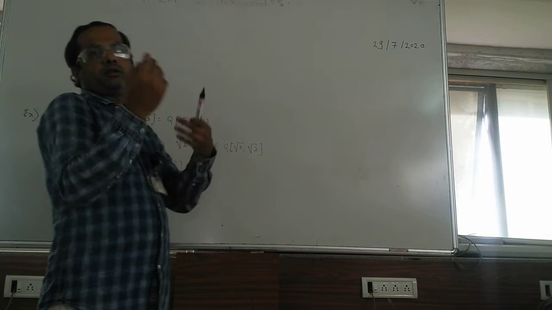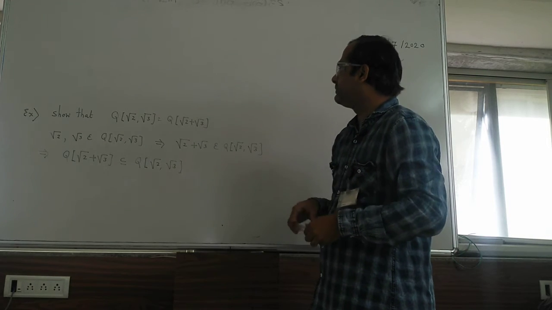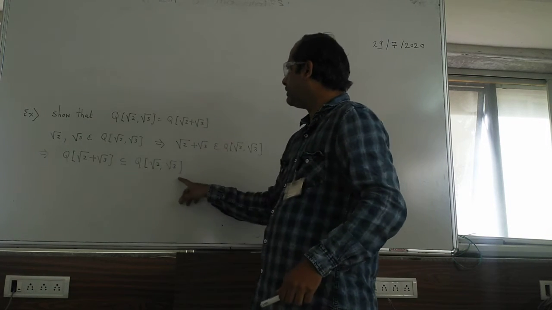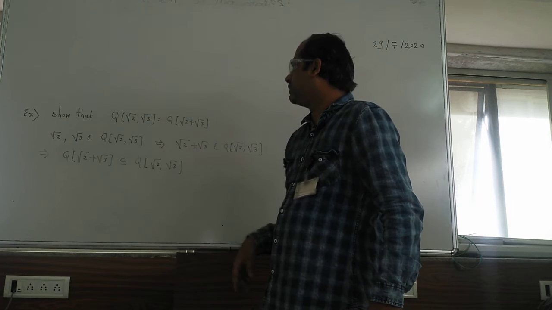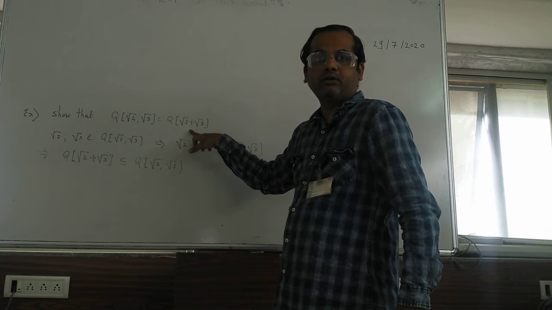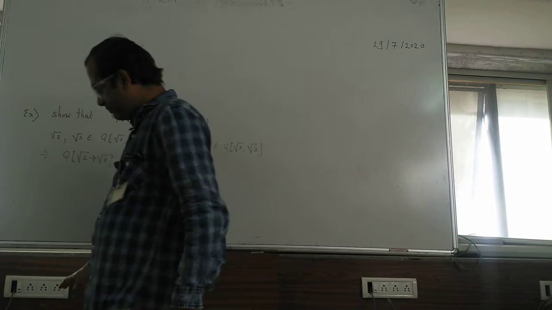Now we will show the reverse way, that B is a subset of A. That is, Q of root 2, root 3 is a subset of Q of root 2 plus root 3. That is the next point.